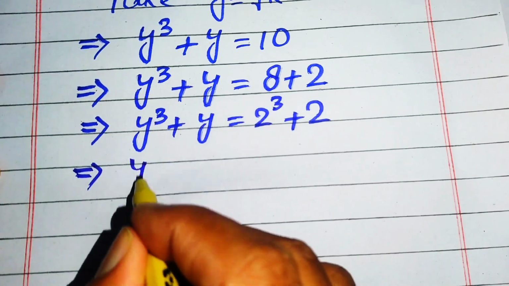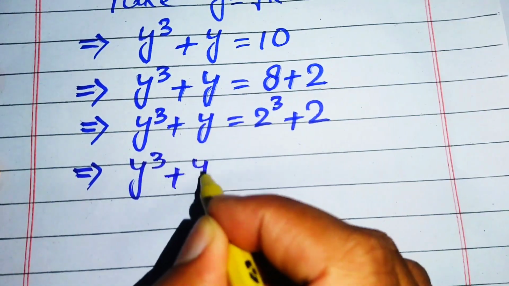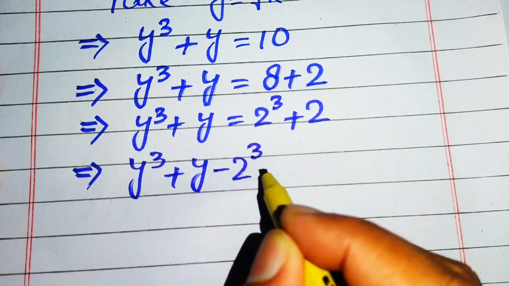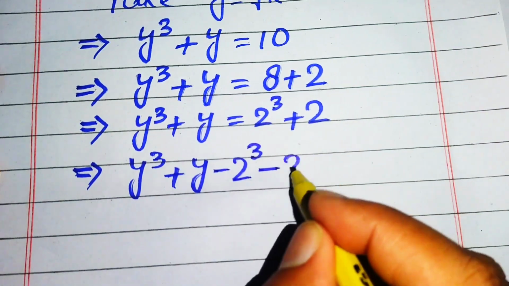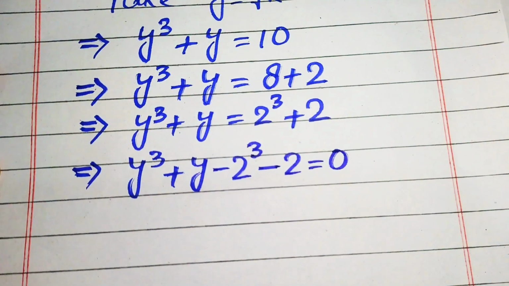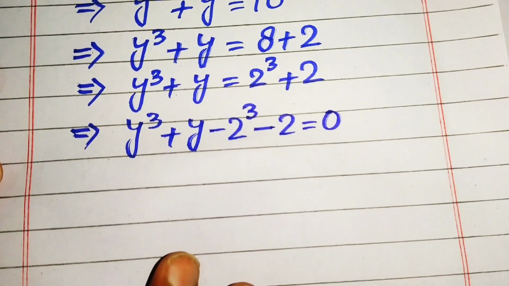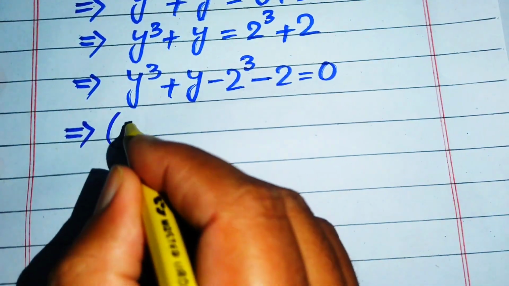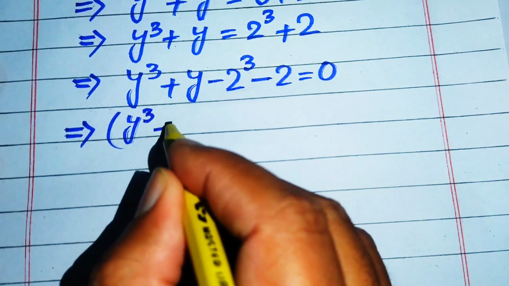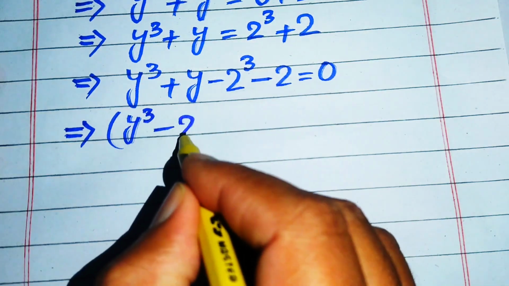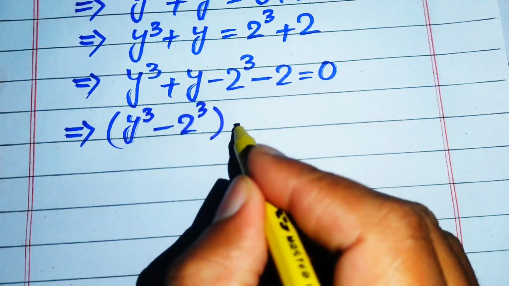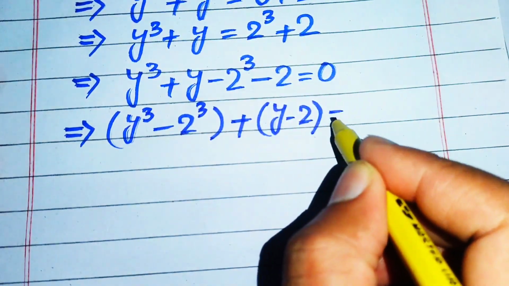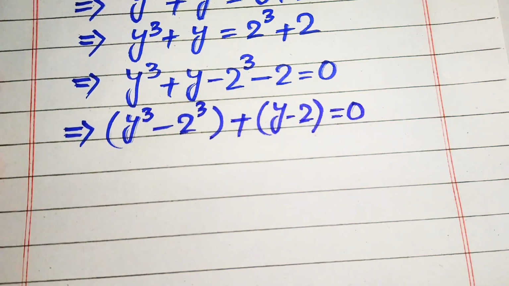So it will be written as y cubed plus y, this is positive 2 cubed. When we move it to the left hand side, it becomes minus 2 cubed, and this plus 2 becomes minus 2, and this whole equation equals 0. And now in the next step we make pairs of the cubic terms and the simple terms. So we have the cubic term y cubed and the other cubic term minus 2 cubed, and plus we have y minus 2, and this whole equation equals 0.